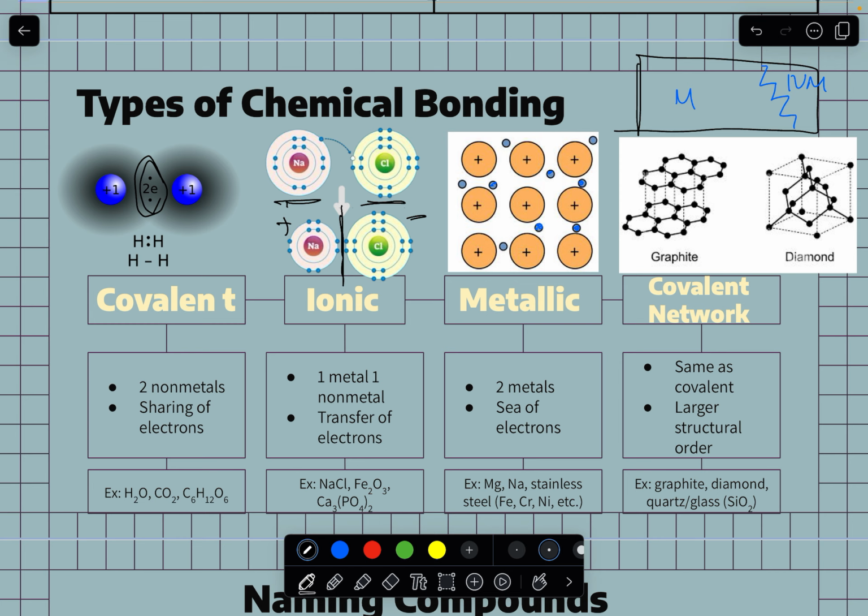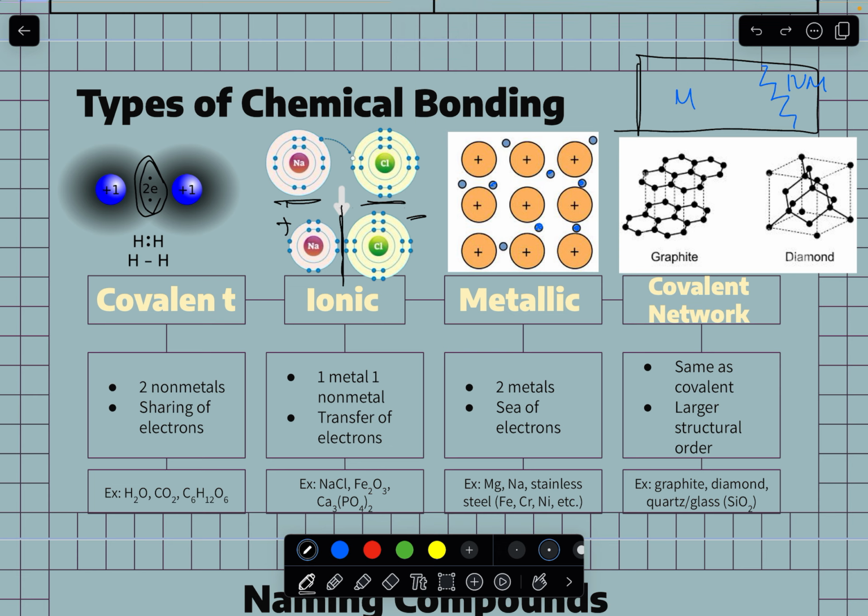This is very similar to covalent, right? You have nonmetals, you're still sharing electrons, but these form larger structural orders, right? So if you look at the image, you can see graphite, you have these hexagon shapes that are attached together and they form layers. So this one here is going to be one layer. The one on top is going to be the second layer. They kind of stack on top of each other.